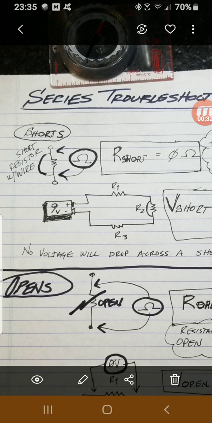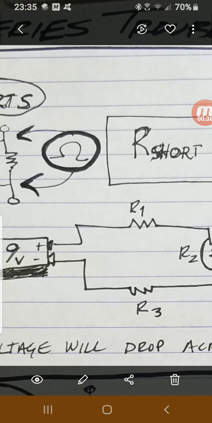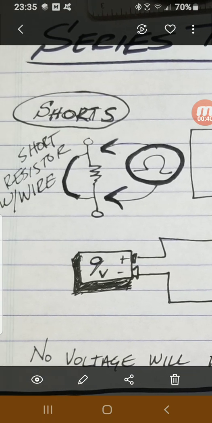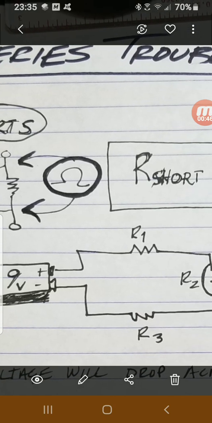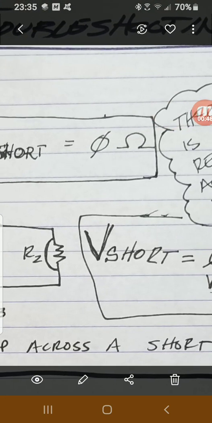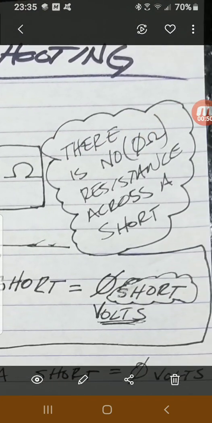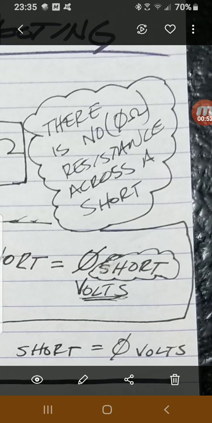This first one is shorts. In a short, if I were to take just a single resistor and take a jumper wire and put that across my resistor and measure the ohmic value of that, then that resistor would read 0 ohms. So the resistance of a short is 0 ohms. There is no resistance across a short. When I say no resistance, I mean 0 ohms.